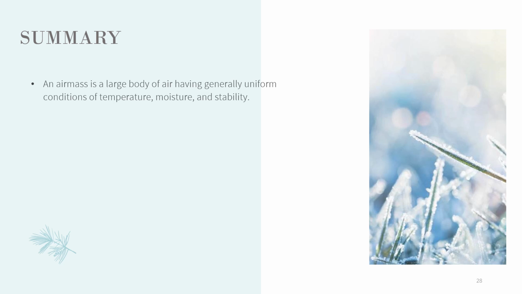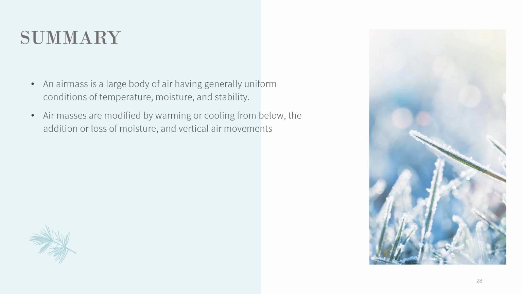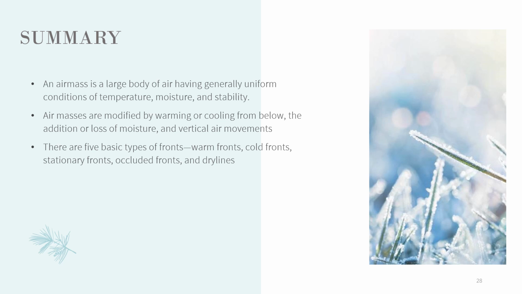And to sum up, we have a few points in summary. For today's lecture, we know that an air mass is a large body of air having generally uniform conditions of temperature, moisture, and stability, and it can be modified by warming or cooling the air from below, addition or loss of moisture, as well as the vertical movements of the air mass. Another point to remember is there are 5 basic types of fronts: the warm fronts, cold fronts, stationary fronts, occluded fronts, and dry lines.